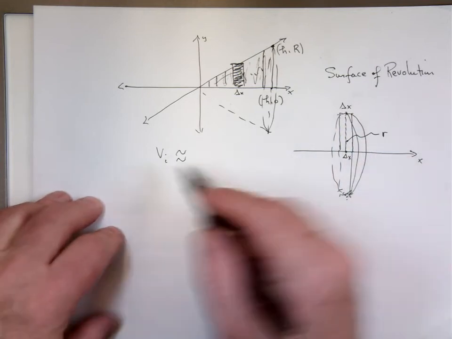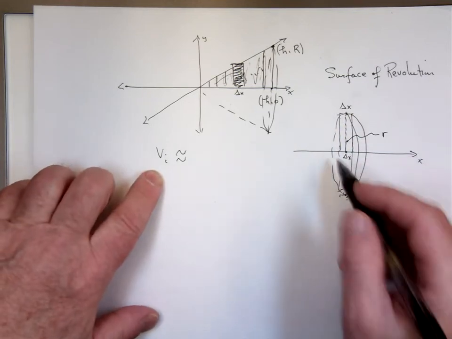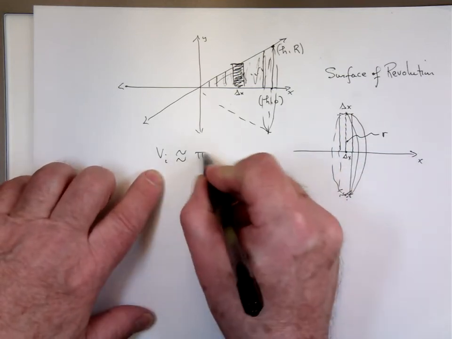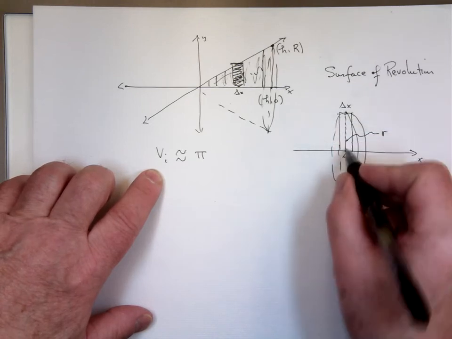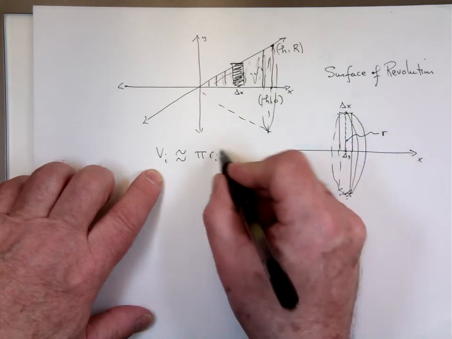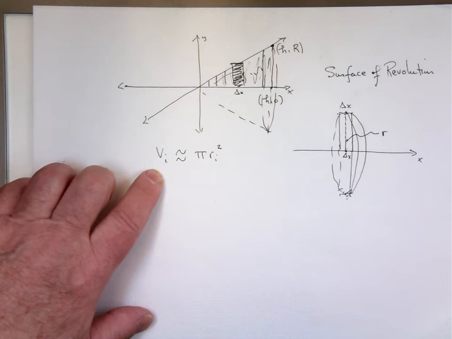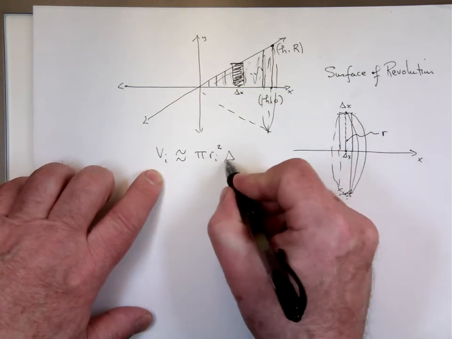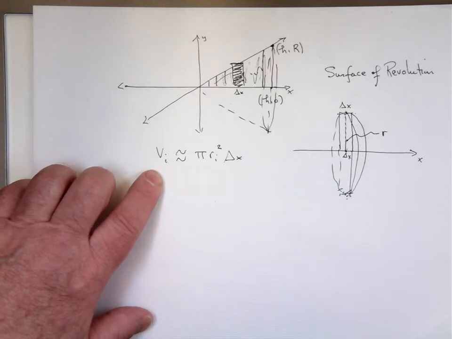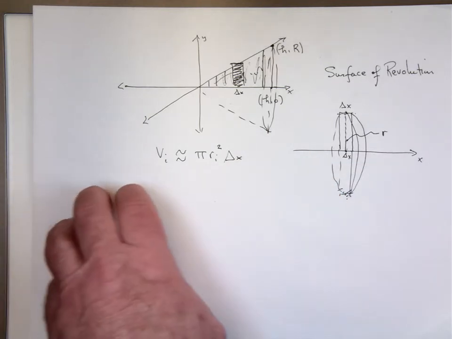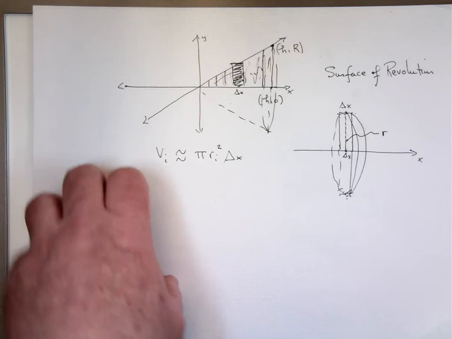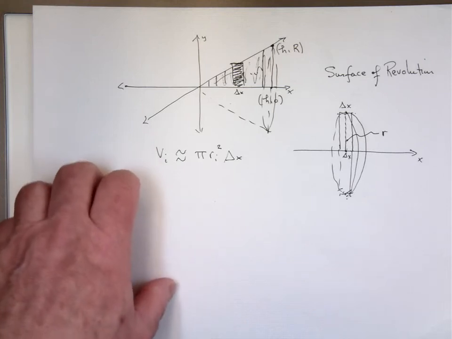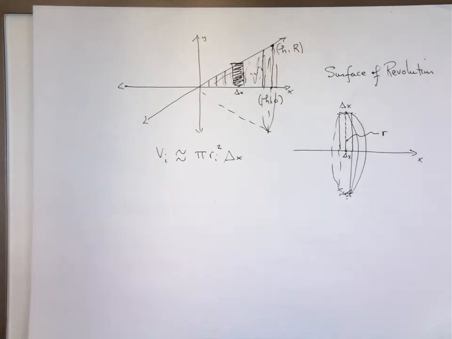The volume of this individual piece is going to be pi times this radius, right here, r squared. That's the area of the circular base, times the height of this, which is delta x. That's the volume of that cylinder generated by revolving that rectangle about the x-axis. Pi r squared, the area of this, times delta x.